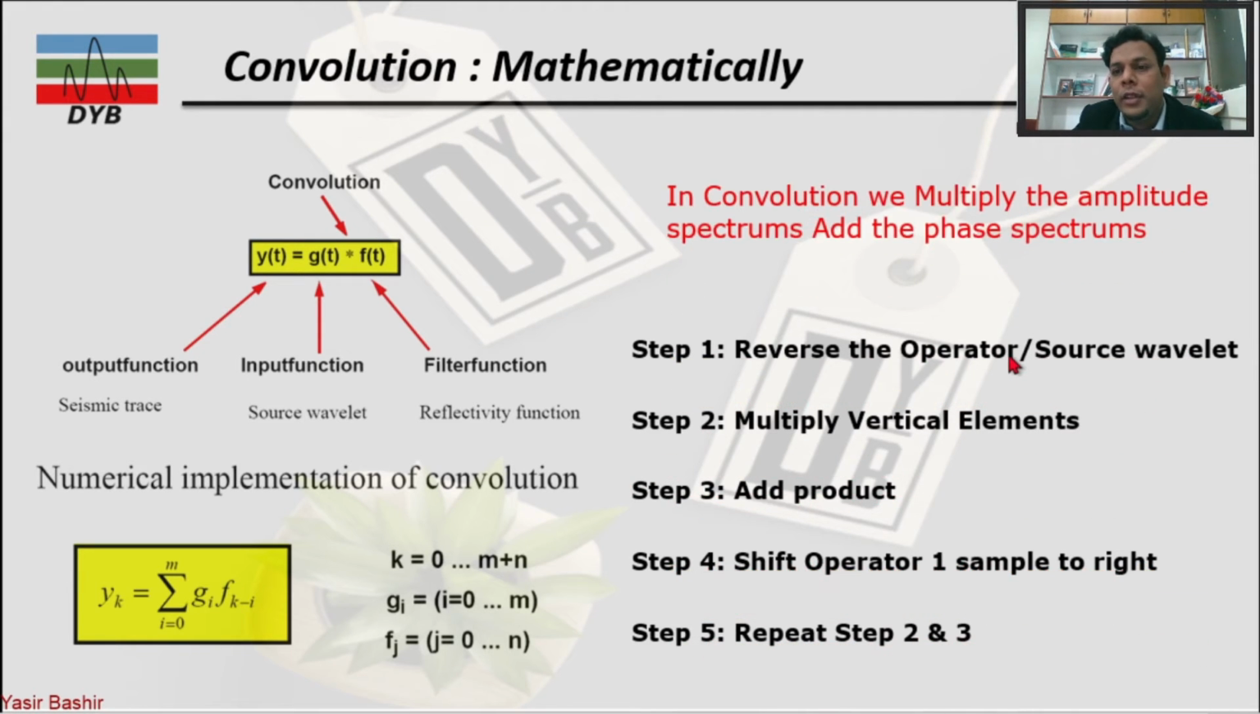So let's say you have two input functions, the source wavelet and the reflectivity. You have to reverse the operator on the source wavelet, then multiply the vertical elements, then add the product of those vertical elements, shift the operator one sample to the right, and repeat steps 2 and 3. I'm going to explain these steps in this figure.